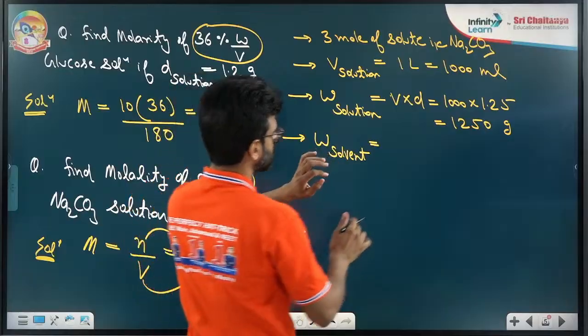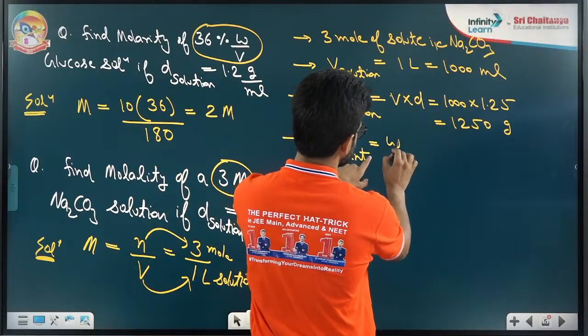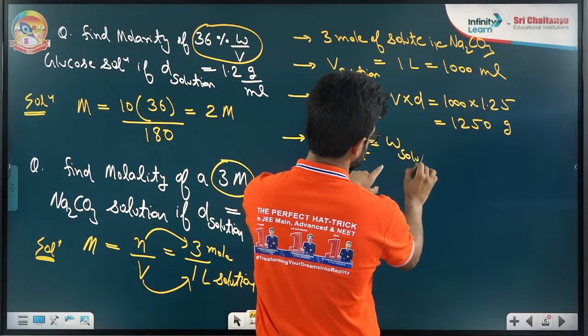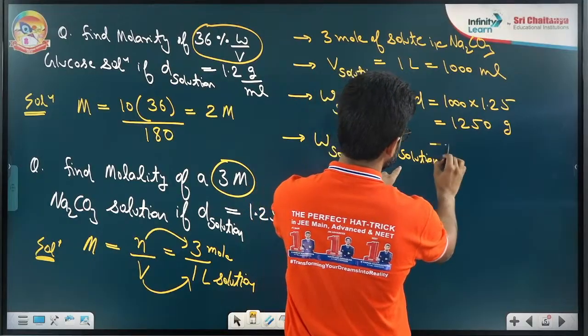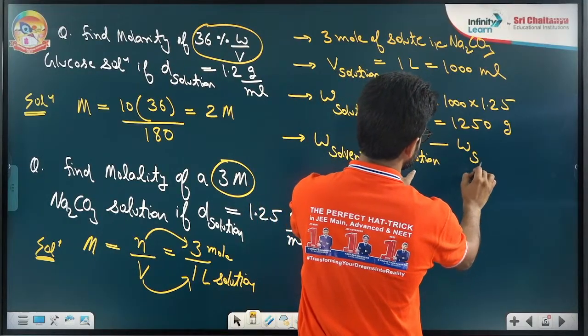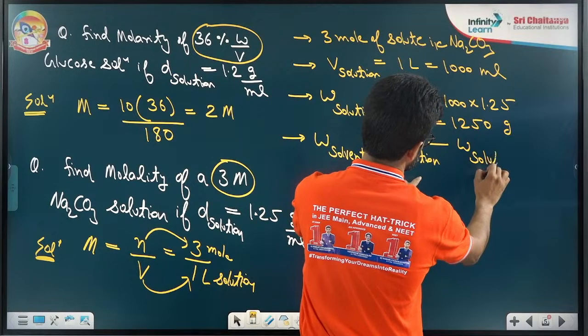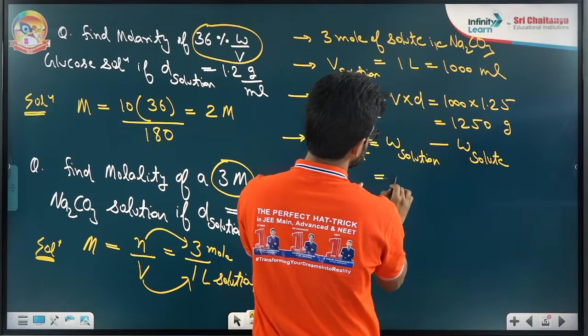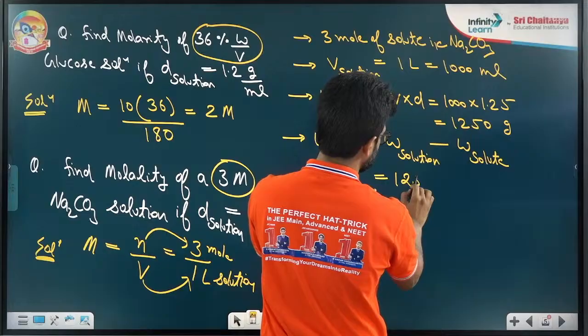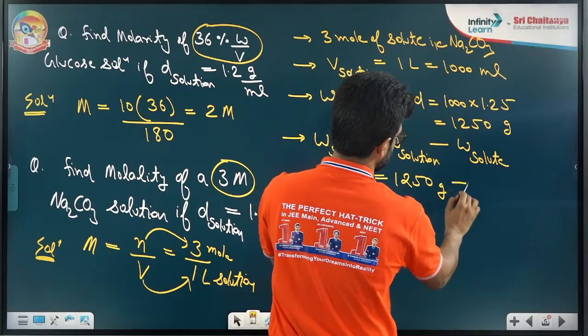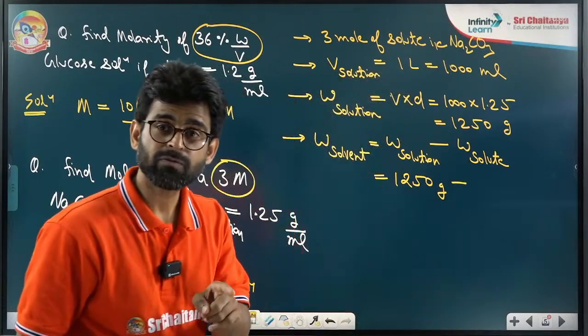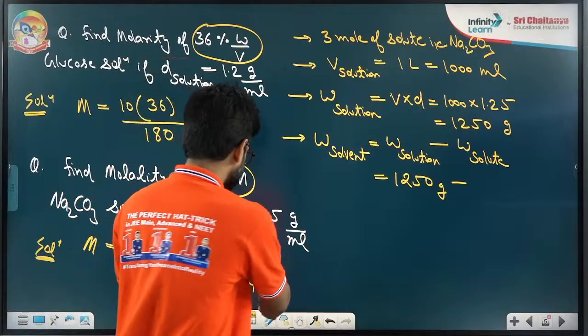The weight of solvent is what? It is the weight of solution minus the weight of solute, right? The weight of solution, I can say clearly, is 1250 gram. And what is the weight of solute?